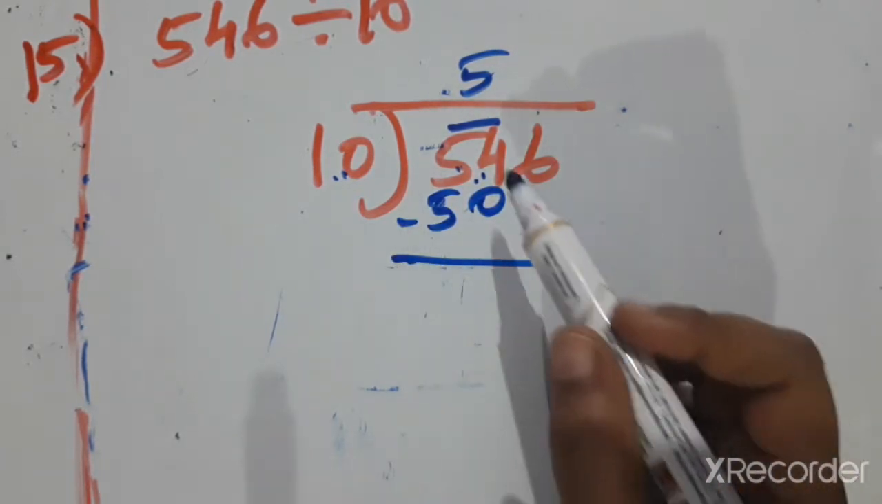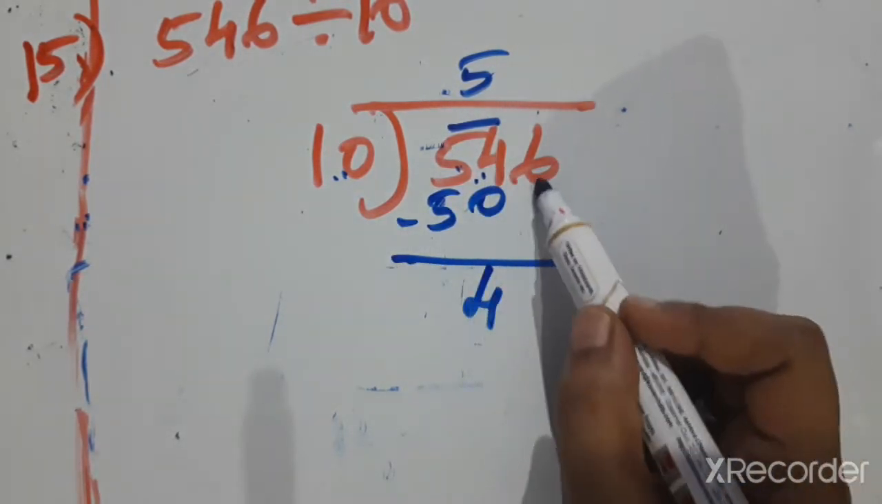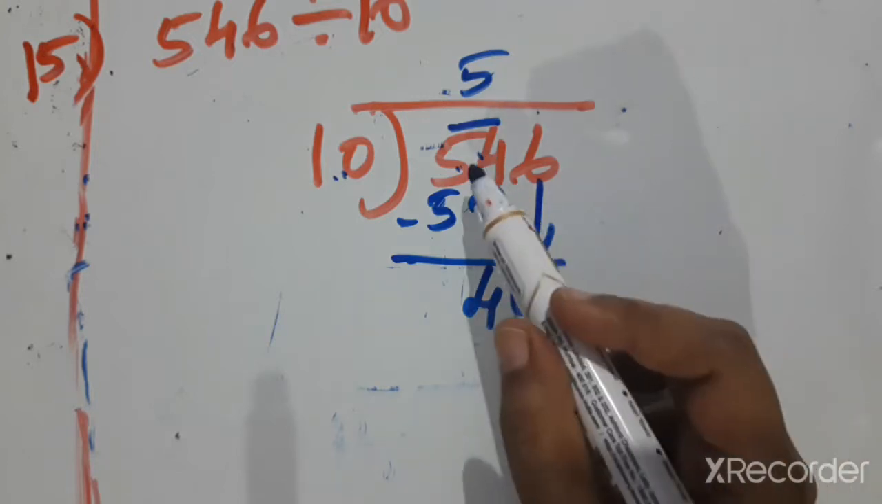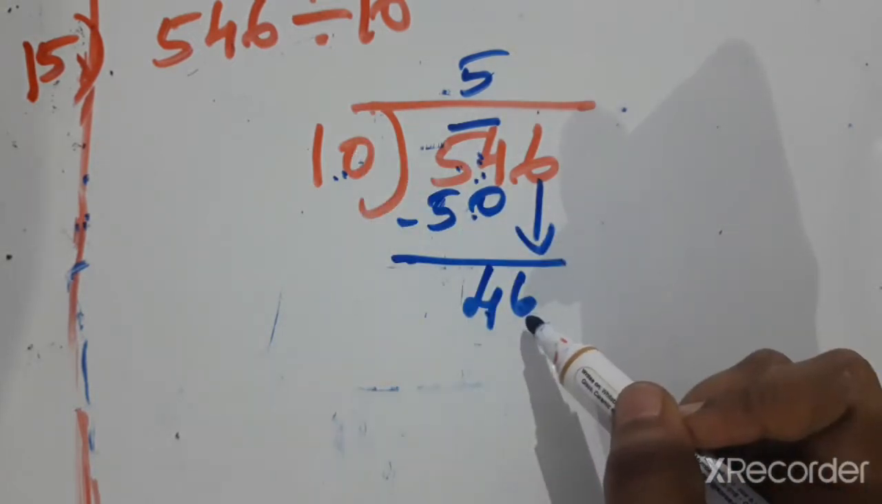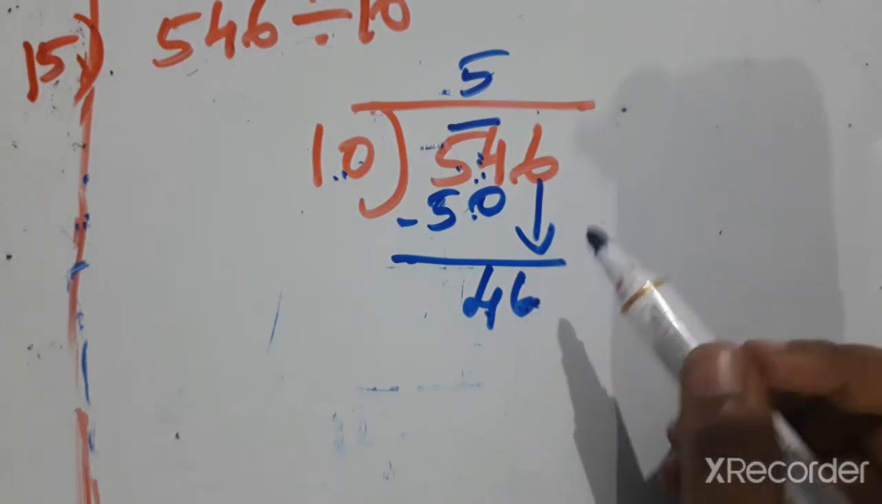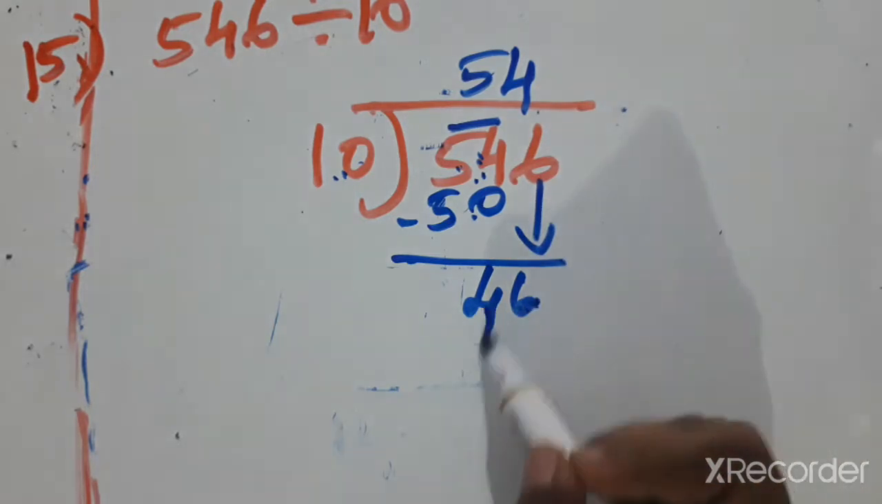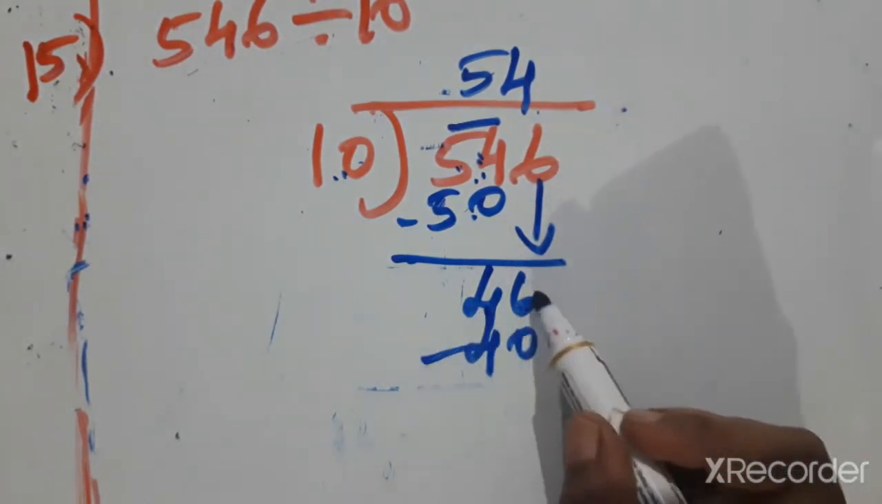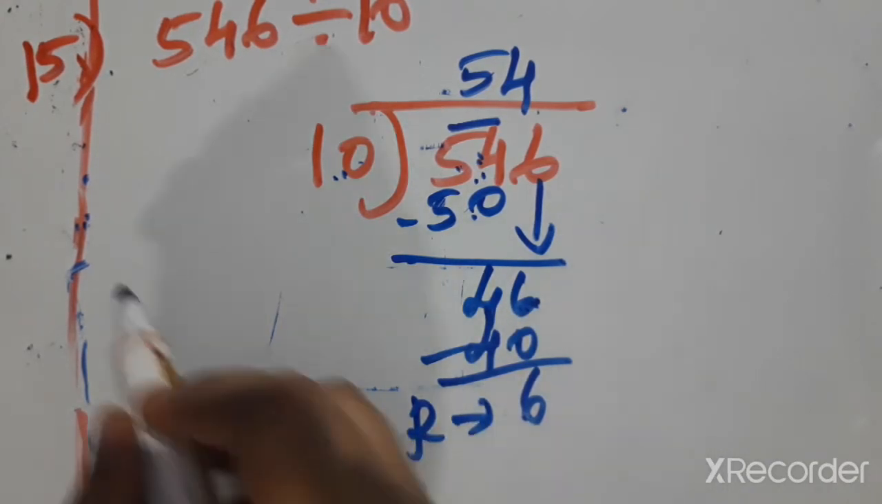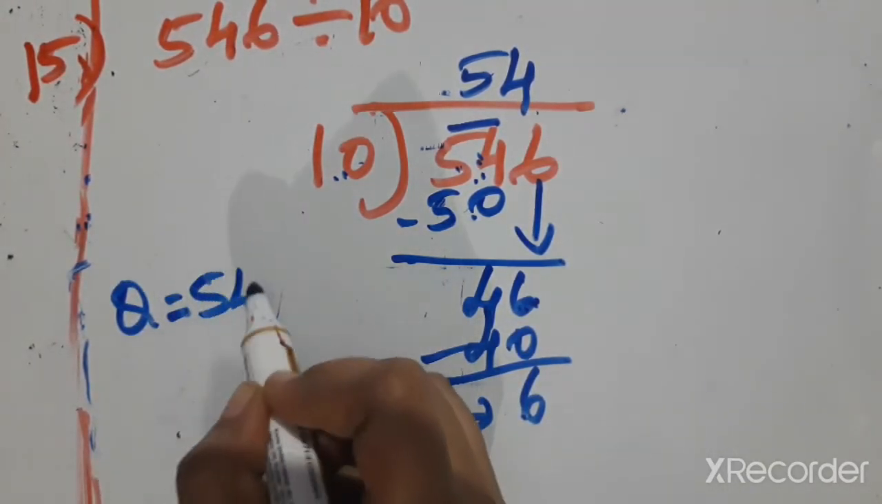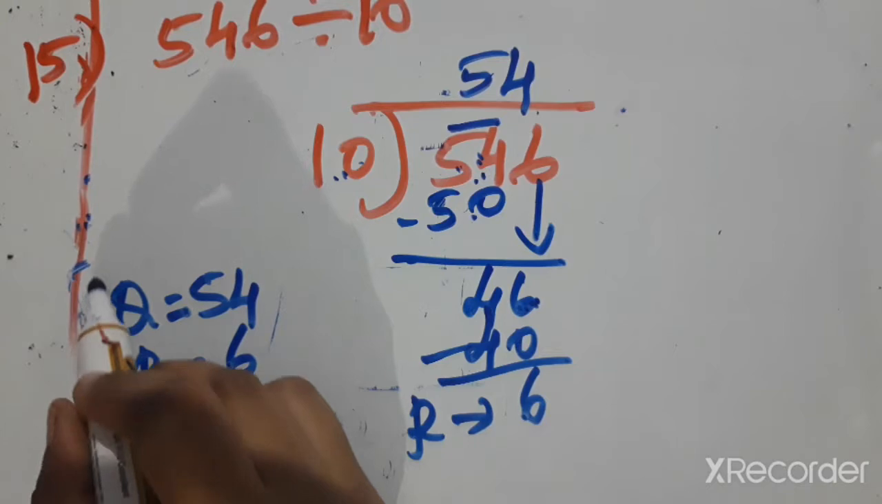Now minus it here. 4 minus 0 is 4 and bring the 6 down. After subtraction, 54 minus 50 is 4. Now how much of 10 is nearer to 46? 10 4s are 40, 10 5s are 50. 50 is greater than this. So we have to take 10 4s are 40. 46 minus 40 is 6. So this is the remainder. Quotient is 54. Remainder is 6.